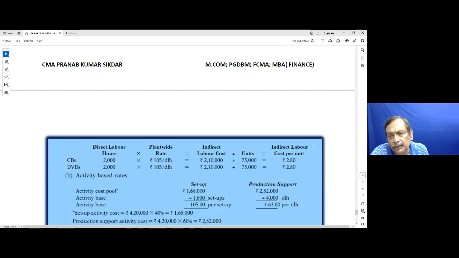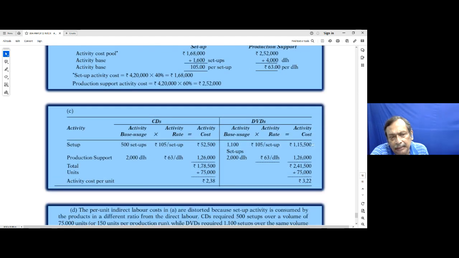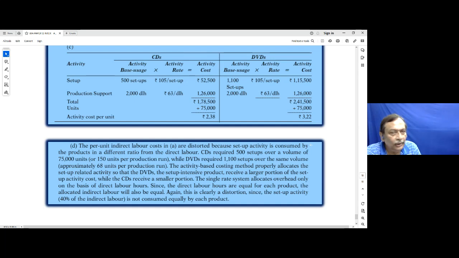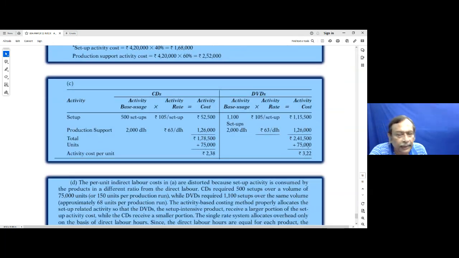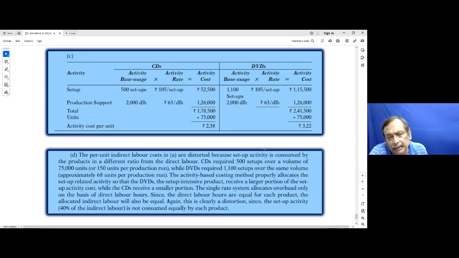Here it is 2.8. But with activity-based costing, it comes to 2.38 and 3.22. So accordingly we may comment. So with this, I conclude activity-based costing. Hope you have understood. Now we have a few minutes' time, so we are going to start another topic, that is transfer pricing.